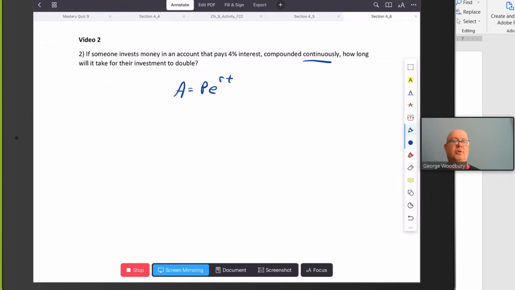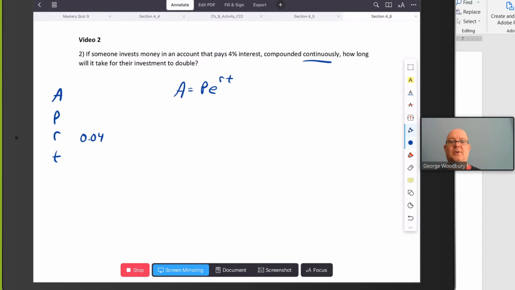Anyway, if someone invests their money, let's make a table: A, P, r, t. Oops, there I go with k again. This is the interest rate. So I just copy the variables from the formula. If someone invests their money in an account that pays 4% interest, 0.04 for r, compounded continuously, how long will it take for their investment to double? So usually we're able to pick off three values in this problem and solve for the fourth. I only see one value in the problem.